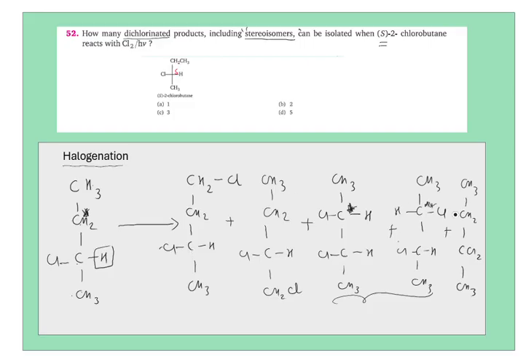1, 2, 3, 4, 5. We got 5. So, where is it? It is present as option D. Therefore, the right option is option D.